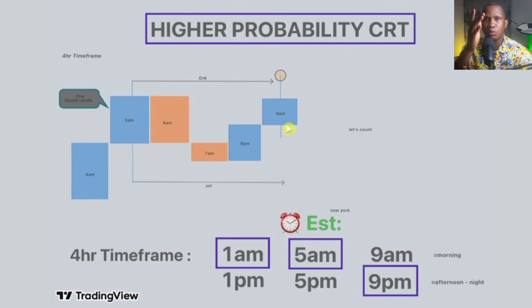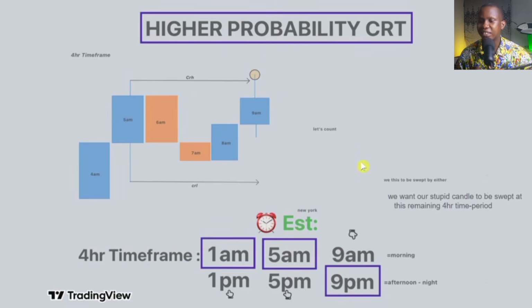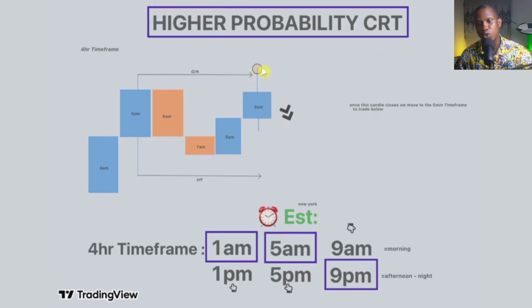One quick thing I would want you guys to note is we want our one candle that was created to be swept at the remaining 4-hour time period. So this remaining 4-hour time period, 9 a.m., 1 p.m., 5 p.m., let it sweep this 5 a.m. candle created, and in this scenario it was our 9 a.m. candle here that swept this 5 a.m. candle, which after that we traded to the downside. Can you see how we get our higher probability setup, guys?